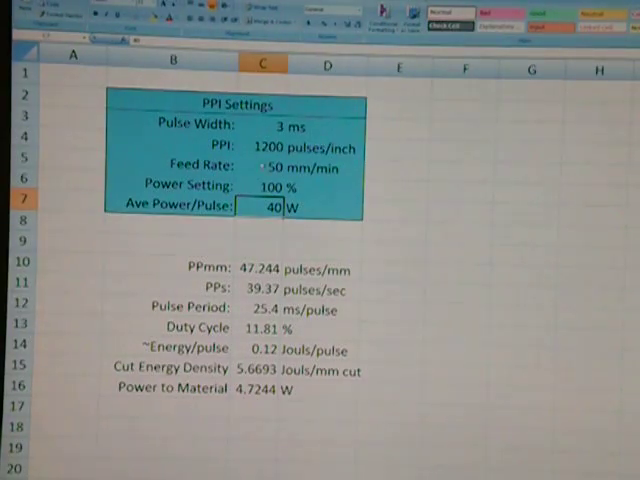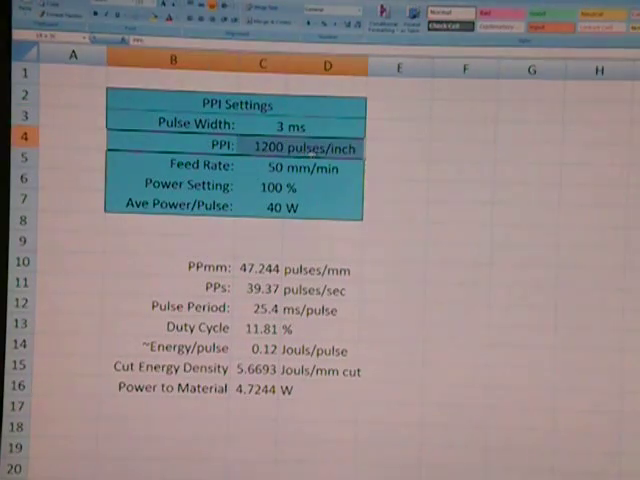So the first setting that we have available to us is the pulse width in milliseconds, okay? In general, you want to try and keep this pulse width to a minimum. With the exception of trying to cut very thick materials, you may want to increase your pulse width and trade that for decreased feed rate to get more energy per pulse. But we'll talk about that soon.